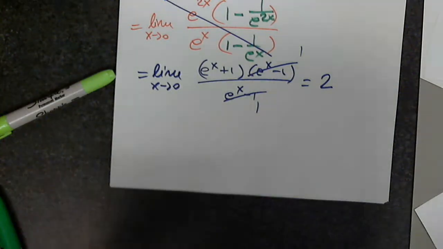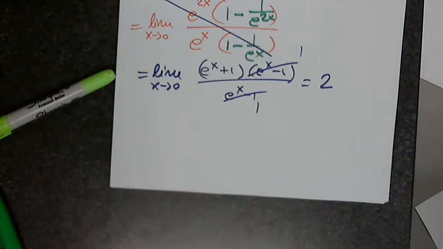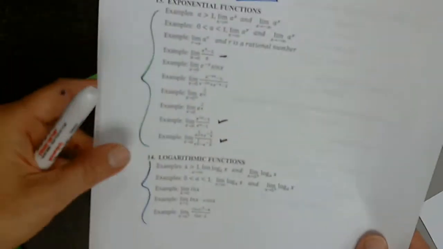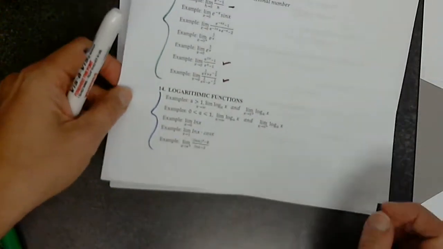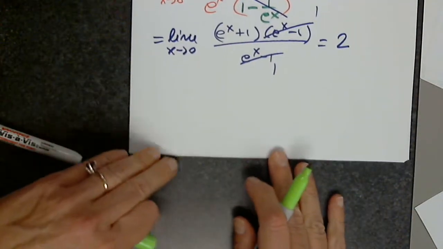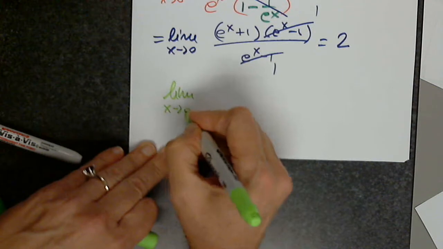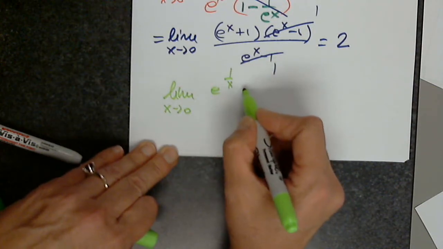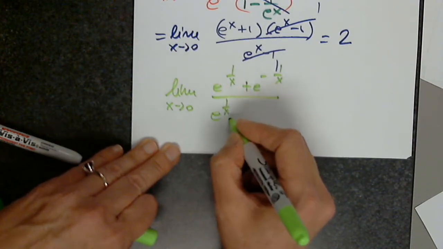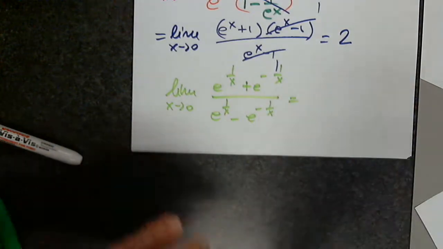Good. So let's see. Is there anything else that catches our eye here? Yes, let's also look at this one. These two limits actually come from one of my colleagues. He also has a handout with limits, and he put these limits on his handout, and I said, yeah, interesting. So that's why I put them in here. So those two were not selected by me. So limit as x approaches infinity, e to 1 over x plus e to negative 1 over x divided by e to 1 over x minus e to negative 1 over x.